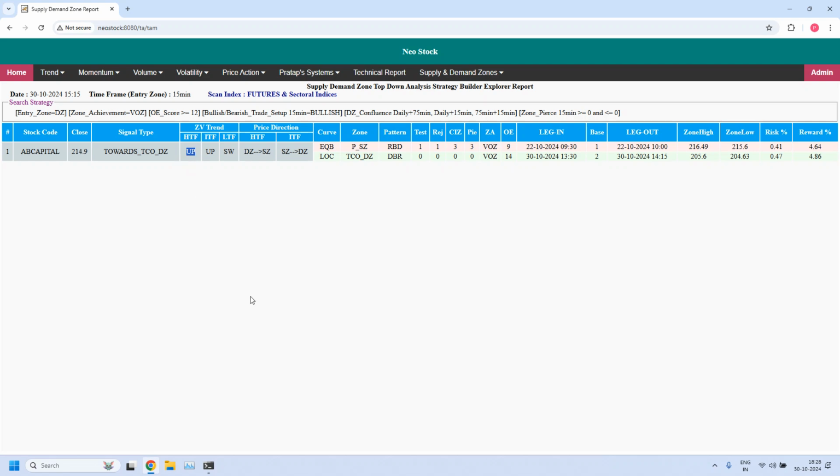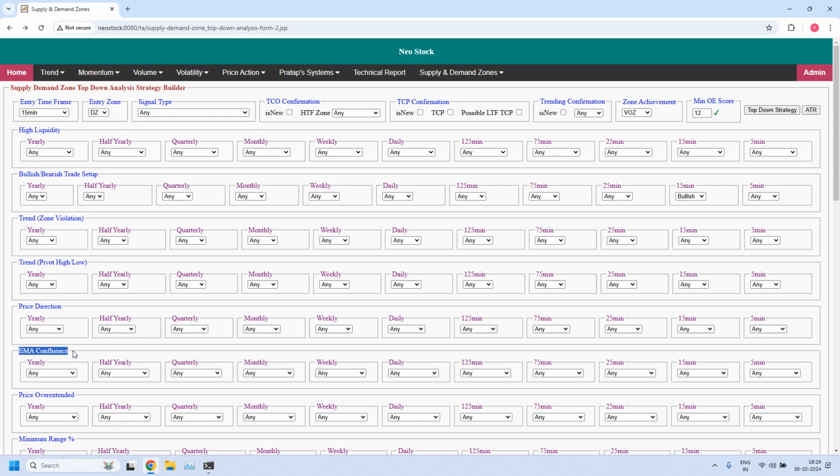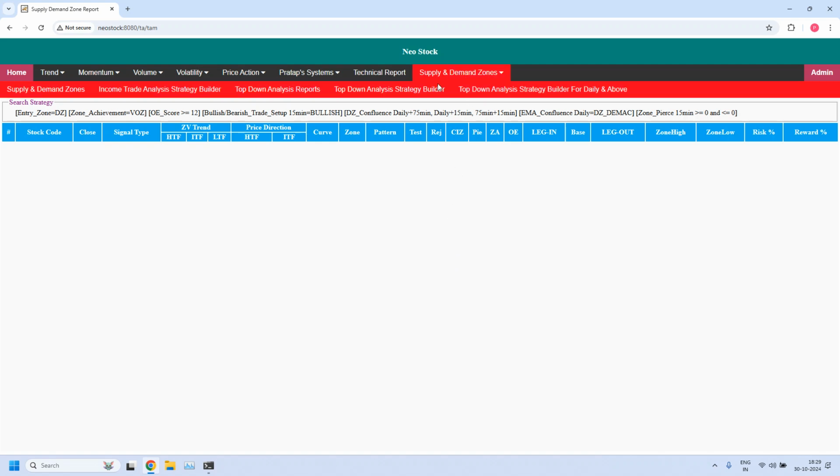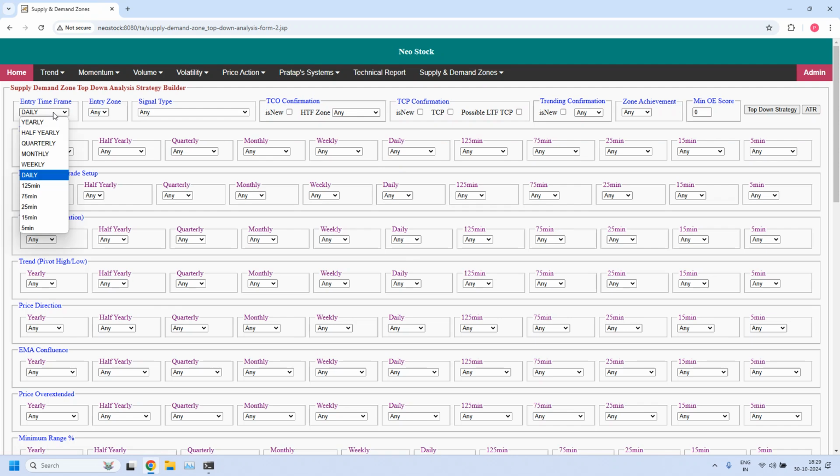Let's check if it is having daily demand zone with daily EMA confluence. In the EMA confluence, daily time frame, the daily demand zone with daily EMA confluence filter is enabled. Now that is not having any daily EMA confluence. So this is about the bullish trade setup for daily income trade. Next, bearish trade setup for daily income trade.